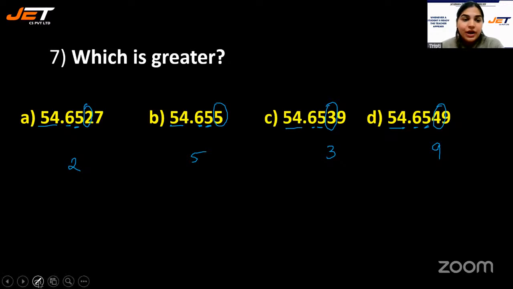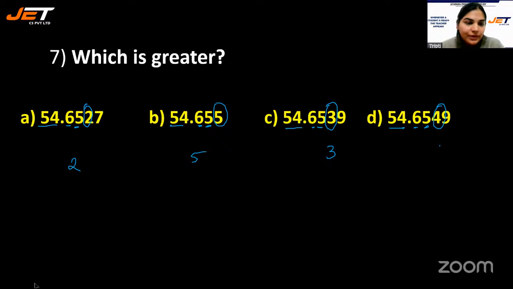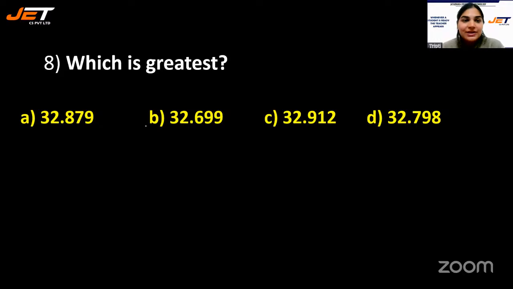So which is the greater one? Sorry, here we have 4, not 9. I'm so sorry about that. So which is the greater one? The greater one is 5. So the answer is 54.655.